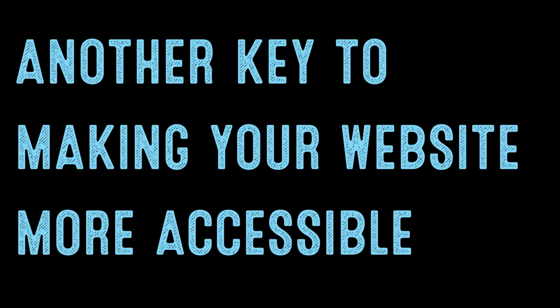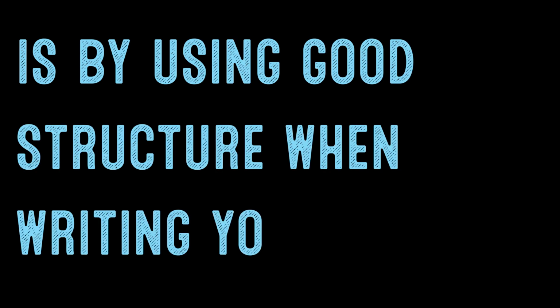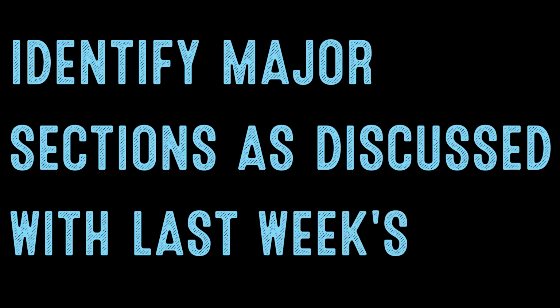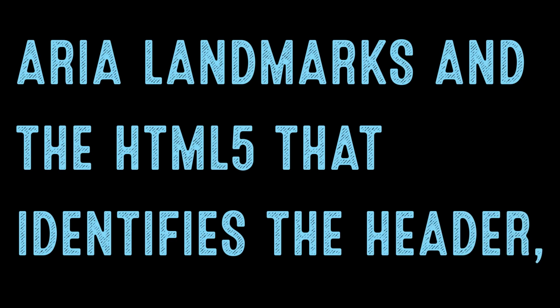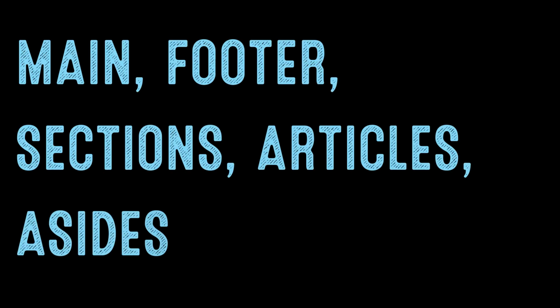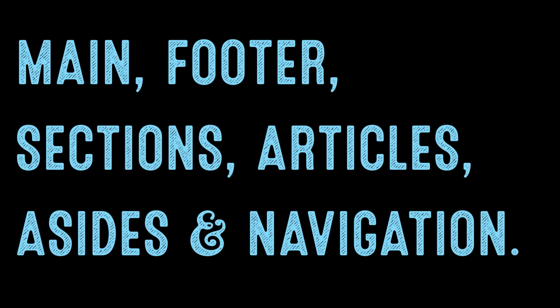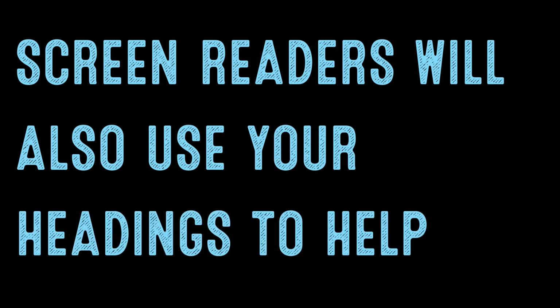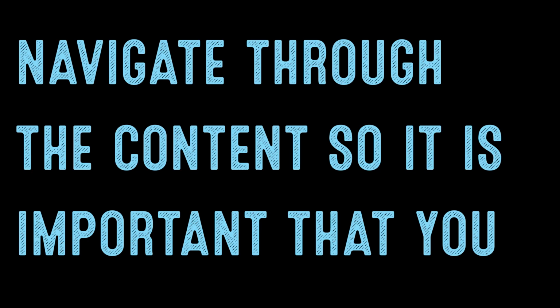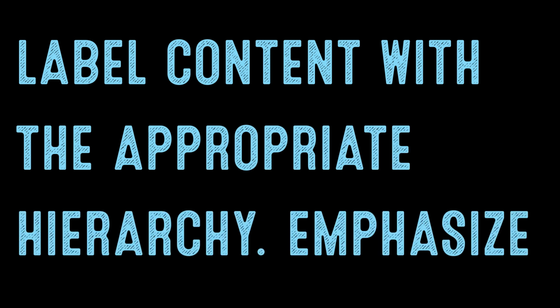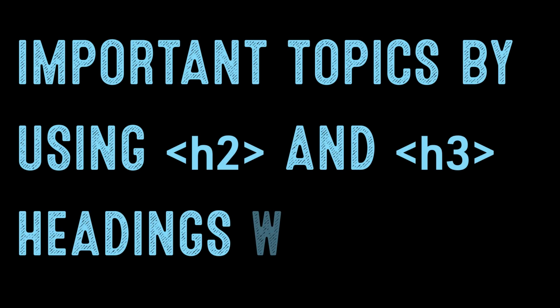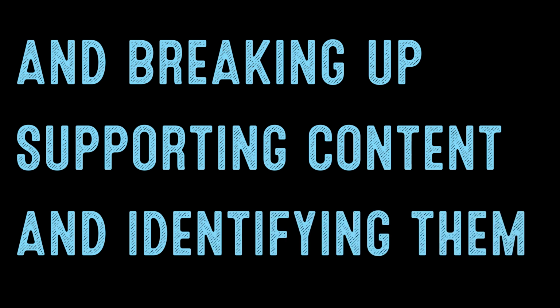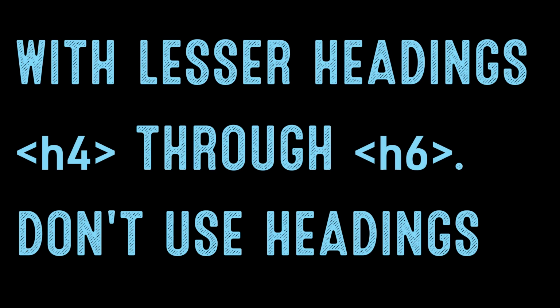Another key to making your website more accessible is by using good structure when writing your code. Identify major sections as discussed with last week's ARIA landmarks and the HTML5 elements that identify the header, main, footer, sections, articles, asides, and navigation. Screen readers will also use your headings to help navigate through the content, so it is important that you label content with the appropriate hierarchy. Emphasize important topics by using H2 and H3 headings, while reserving the H1 for the primary title of the page, and breaking up supporting content and identifying them with lesser headings H4 through H6.